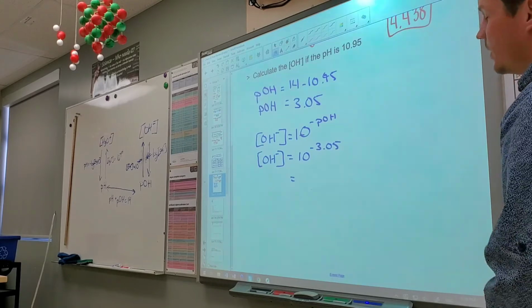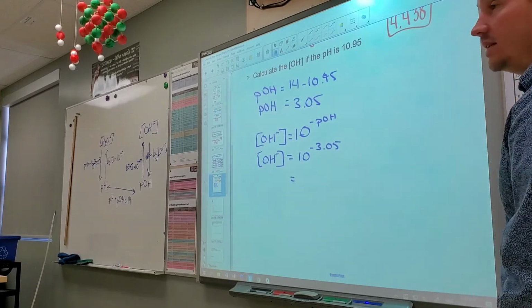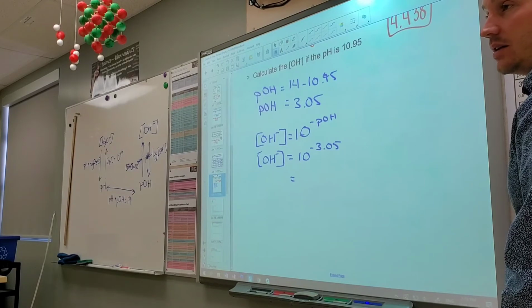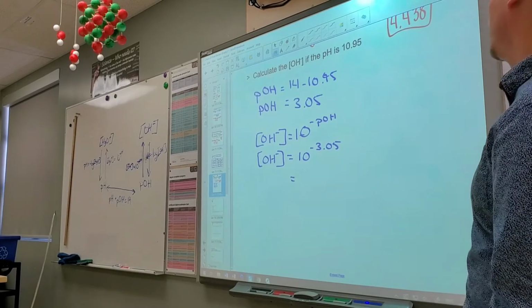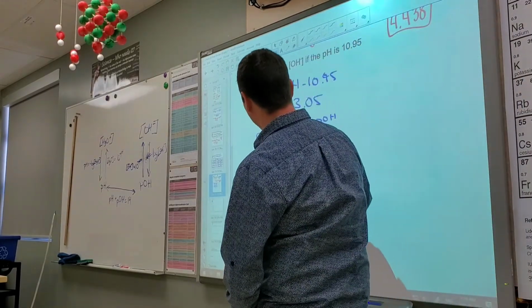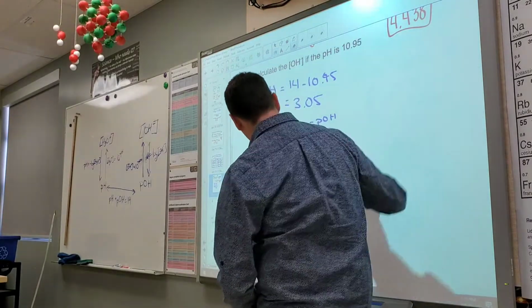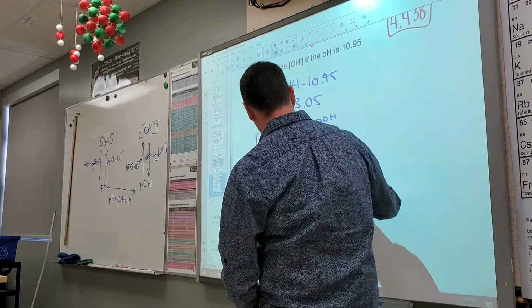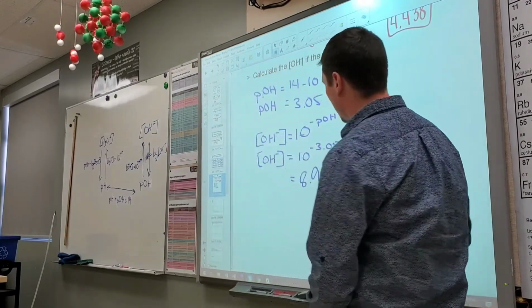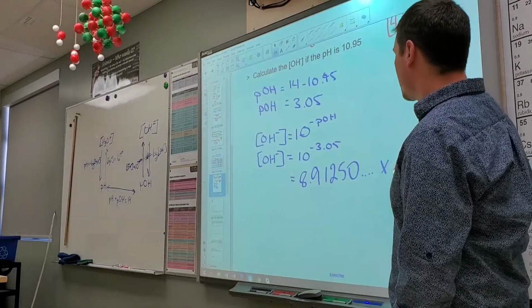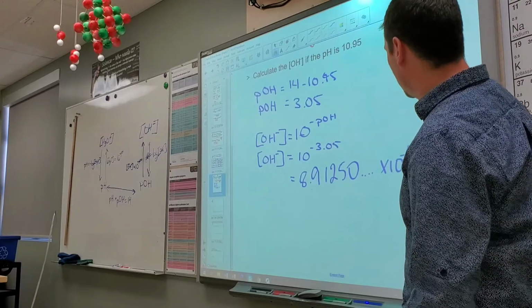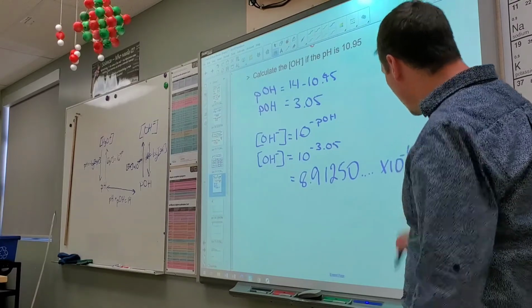This is going to be like 9.1 times 10 to the negative 4 or something like that. 8.9. Okay, give me 5 digits. 8.91250 blah blah blah. Okay? Times 10 to the negative 4, right? Moles per liter. Okay, cool.